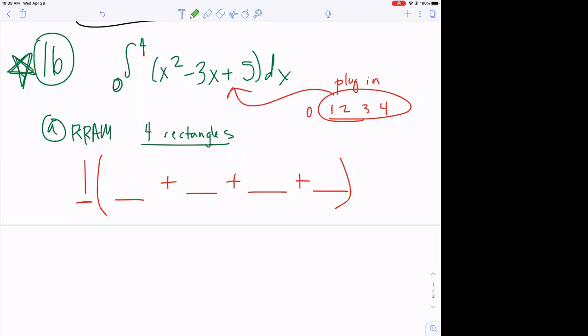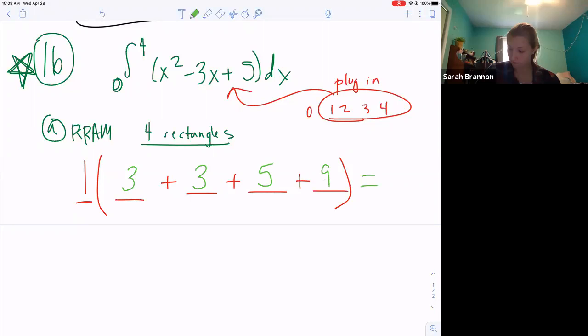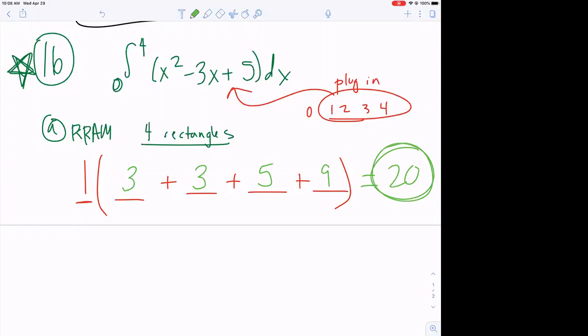If I plug in 1, I get 1 minus 3 is -2 plus 5 is 3. If I plug in 2, I get 4 minus 6 is -2 plus 5 is also 3. 9 minus 9 plus 5 is 5. 16 minus 12 is 4 plus 5, is that what you guys get? Yeah. Yep. And then you guys get 20? Cool.